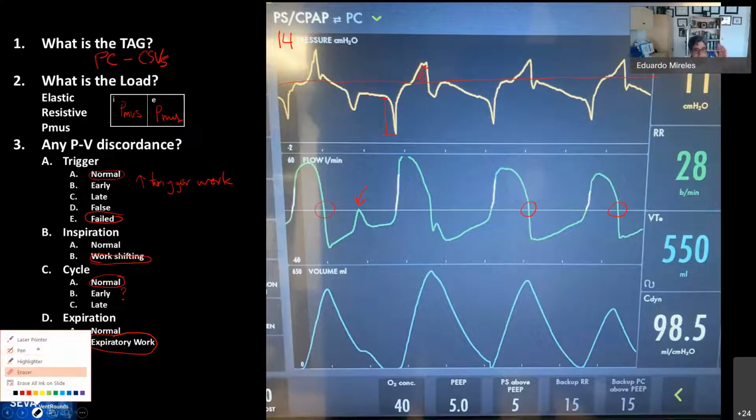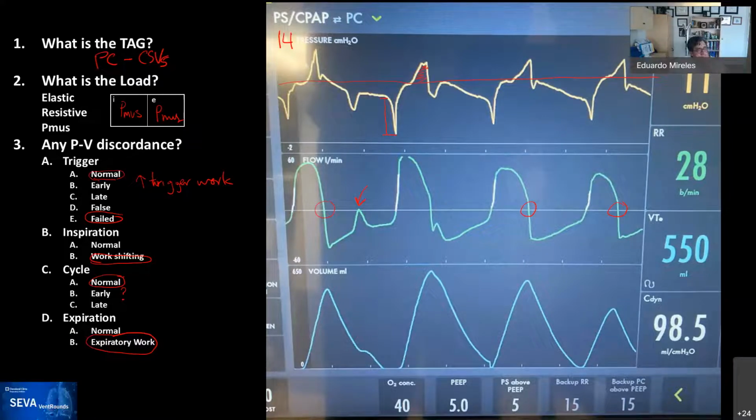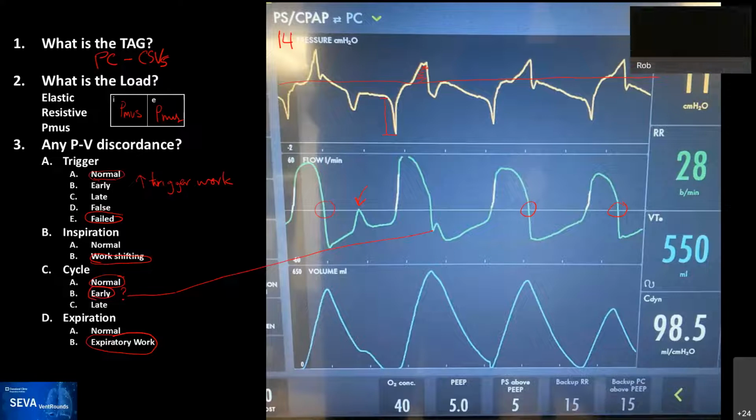In the absence of an esophageal balloon or an EDI or a diaphragmatic signal, it would be hard for me. So I would also agree with you that the majority of them are normal, but this one over here is probably an early cycle. And then expiratory work. Rob, what are your thoughts here? I would have to agree with you. That looks like an early cycle to me as well.